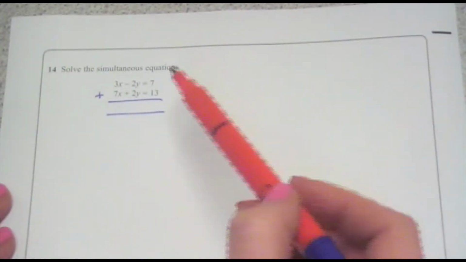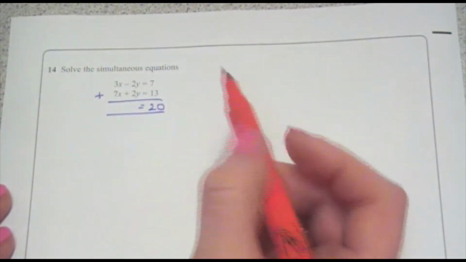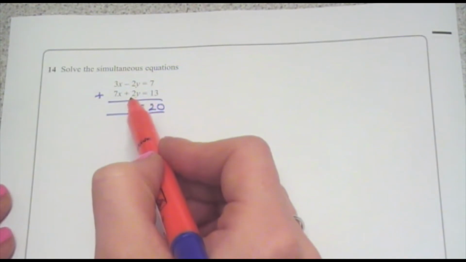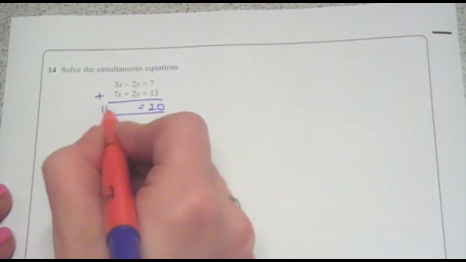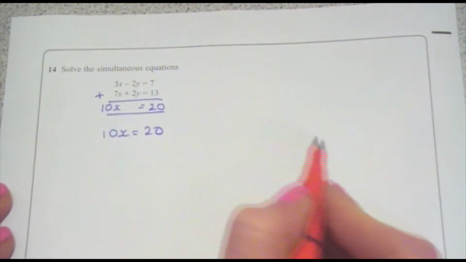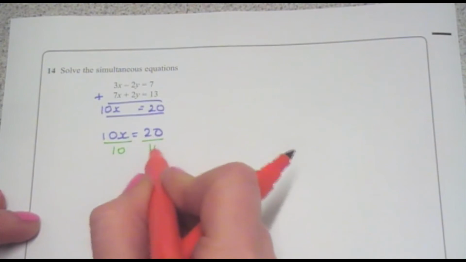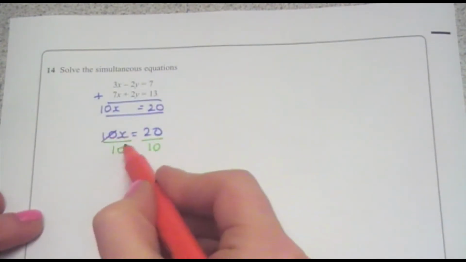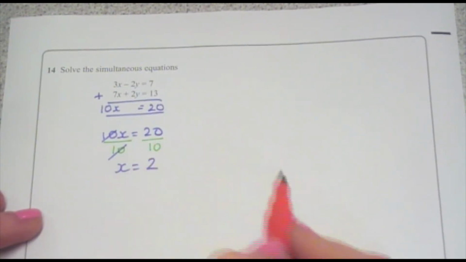So if I add everything on the right hand side, I've got 7 plus 13 gives me 20. Minus 2y plus 2y leaves me with no y's. And 3x plus 7x leaves me with 10x. So I'm now left with the new equation, 10x equals 20. I'm now going to solve that to find x. So I'm going to divide both sides by 10. That will cancel with that one. So I'm left with x equals 20 divided by 10, which is 2.